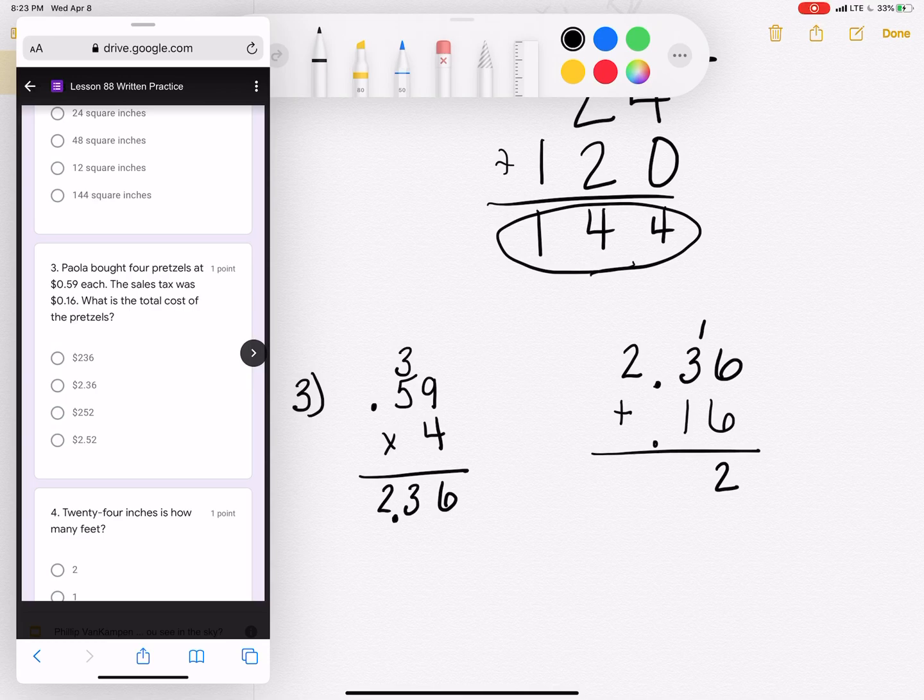12, 4, 5, decimal, $2.52. There is an option with no decimal. That will be marked incorrect.